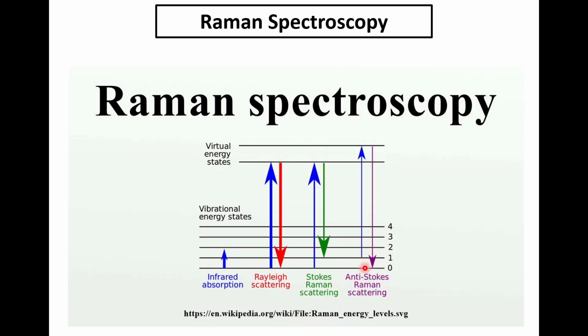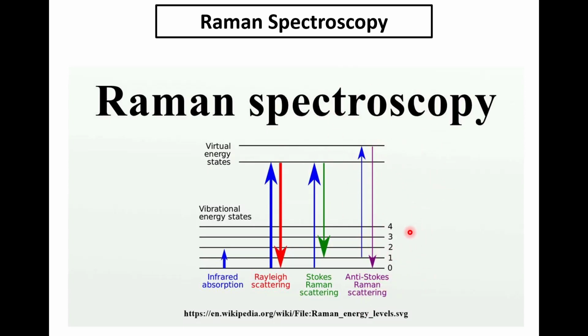But if your absorption happens from, for example, a higher vibrational energy state to a higher virtual energy state, and when it emits it comes to the lowest vibrational energy state, then it is known as anti-Stokes Raman scattering. That is, in the emission you get higher energy.